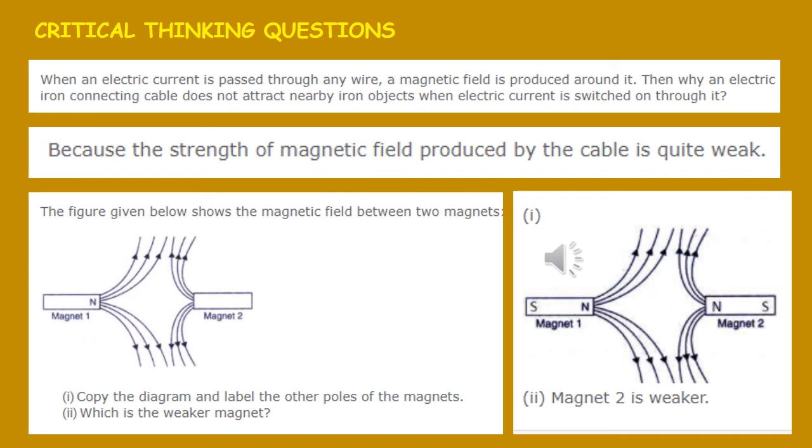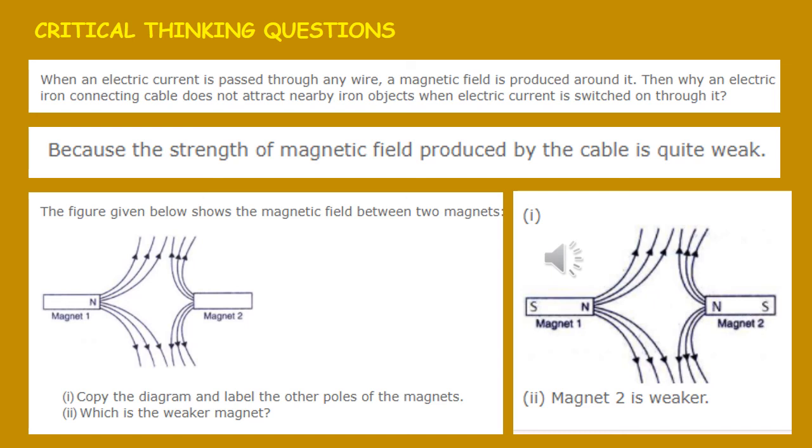Here are some critical thinking questions. The first question is, when an electric current is passed through any wire, a magnetic field is produced around it. Then why do an electric iron's connecting cables not attract nearby iron objects when the electric current is switched on through them? Why is it happening? Because the strength of the magnetic field produced in the cable is very, very feeble and weak, so it cannot show that kind of effect.